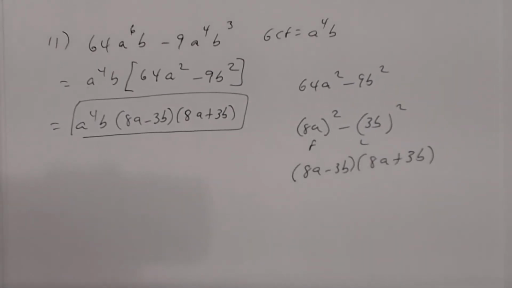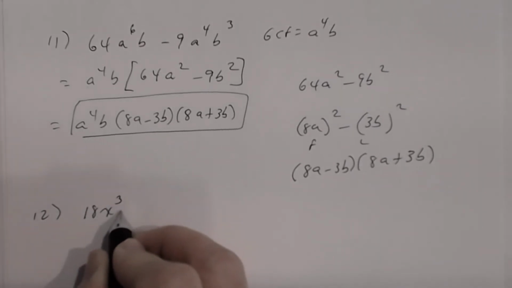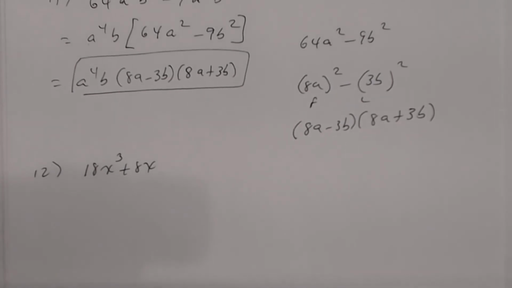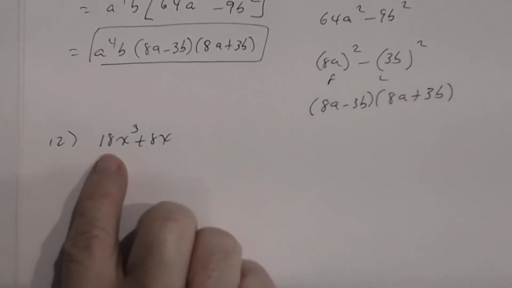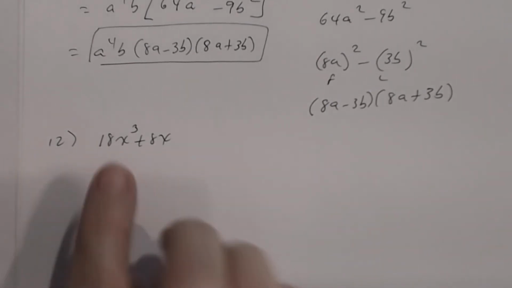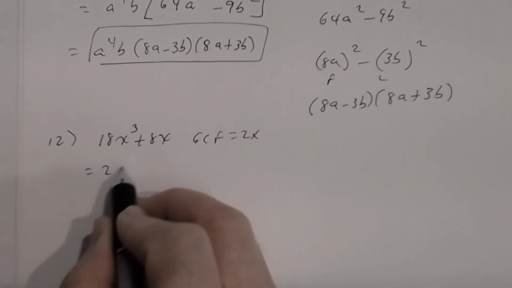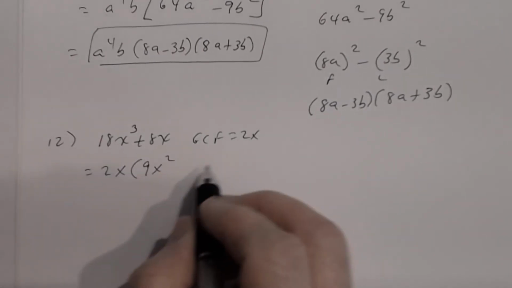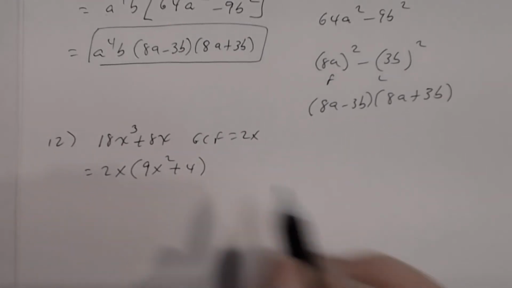Okay? All right, number 12, we have 18x cubed plus 8x. So 18x cubed plus 8x. Okay, so first of all, look for a GCF. So obviously you see there's a GCF here other than 1. It looks like it's a 2x. So the GCF here is 2x. So I'm going to factor out a 2x. And when I do that, 2x times 9x squared is 18x cubed. And 2x times 4 is 8x.